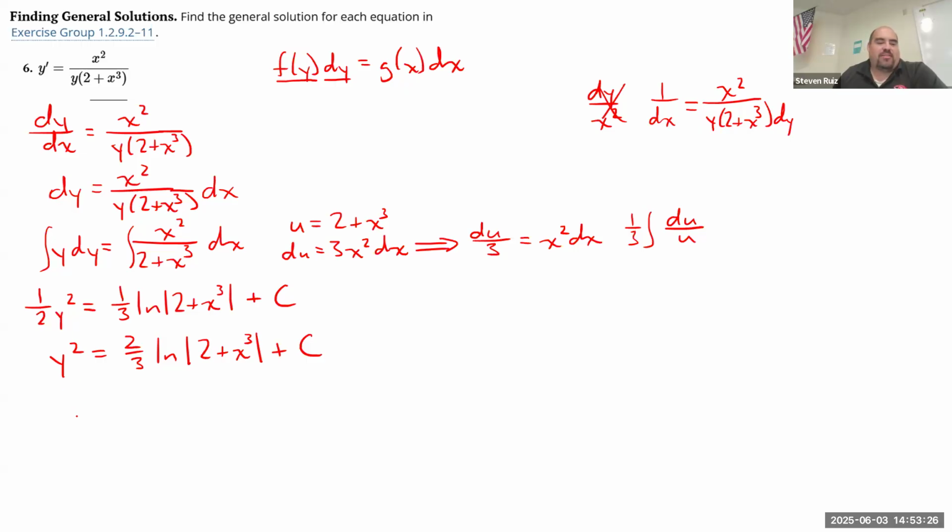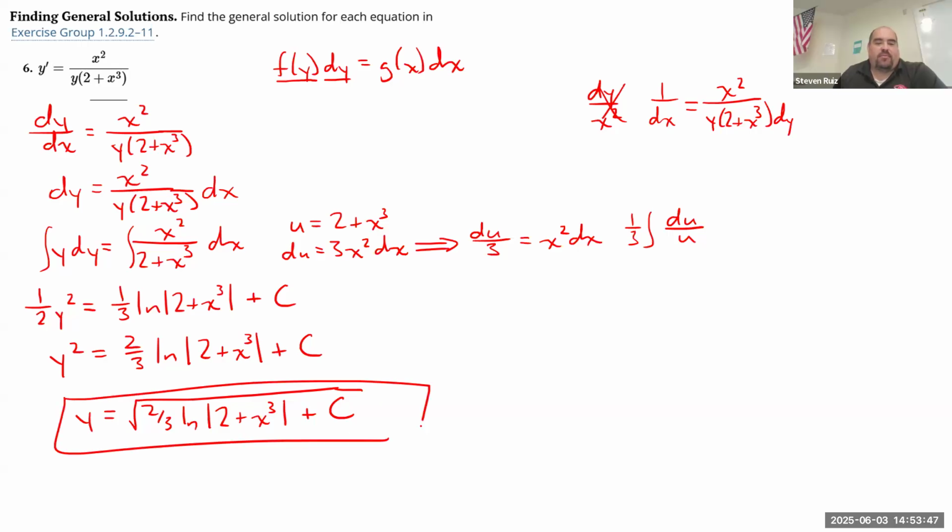Now how do I isolate y? I've got to square root both sides. So y equals the square root of 2/3 natural log of the absolute value of 2 plus x cubed plus c. All right, and I did not give you a data point, so I did not give you a corresponding XY pair. So that is as far as we can take the solution for this.